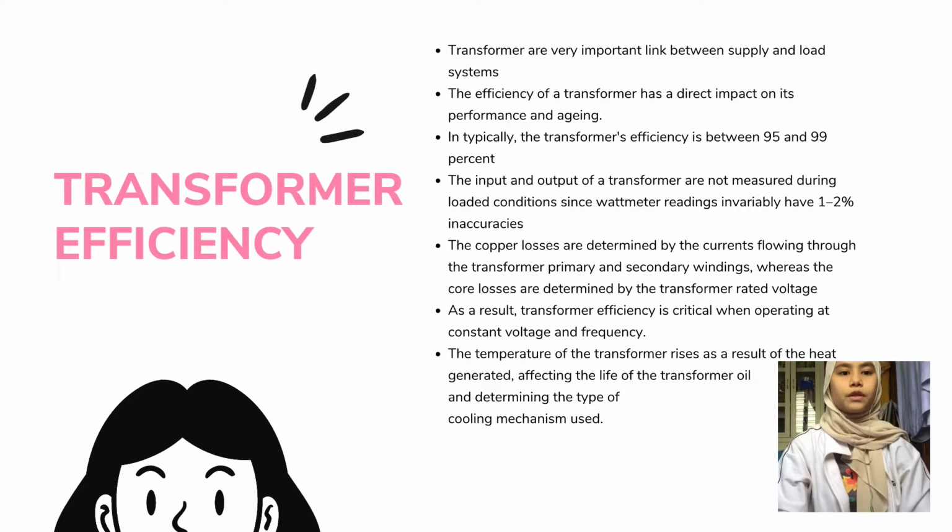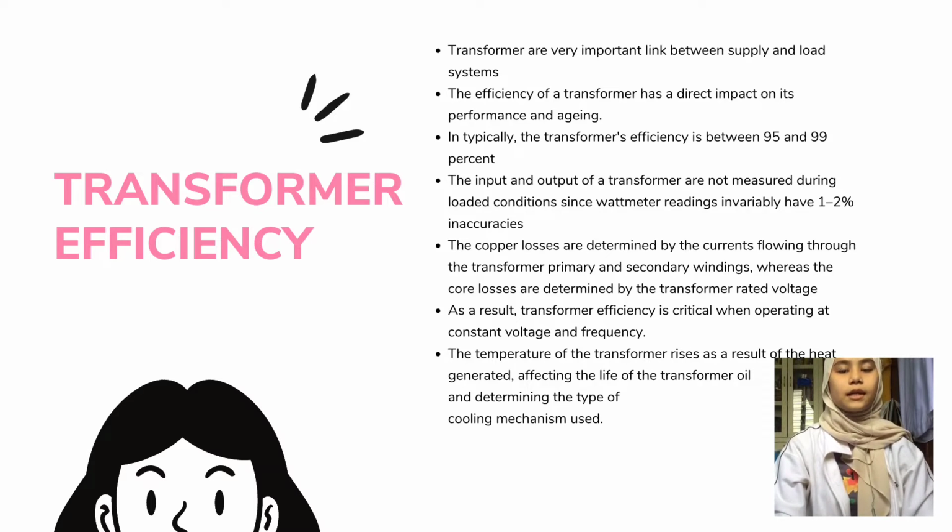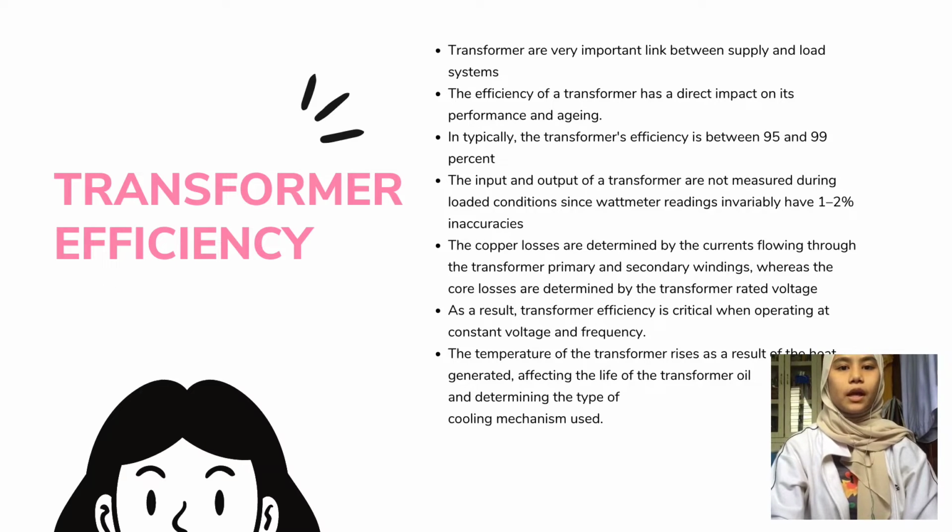The input and output of a transformer are not measured during load conditions since wattmeter readings invariably have 1 to 2% inaccuracies. The copper losses are determined by the currents flowing through the transformer primary and secondary windings, whereas the core losses are determined by the transformer rated voltage. As a result, transformer efficiency is critical when operating at constant voltage and frequency. The temperature of the transformer rises as a result of the heat generated, affecting the life of the transformer oil and determining the type of cooling mechanism used.